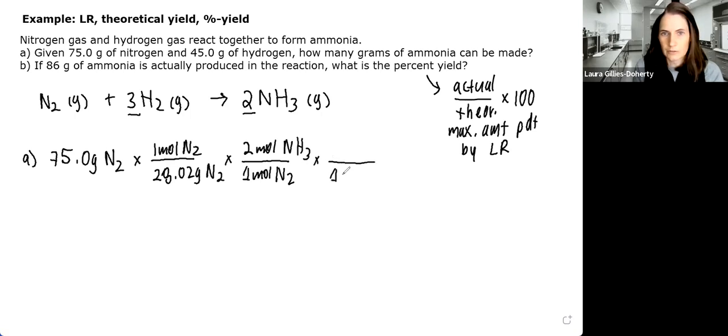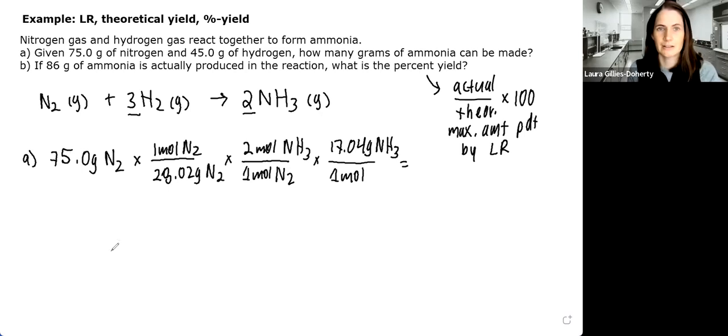And then 1 mole of ammonia, using its molar mass, weighs 17.04 grams. And that'll give us our mass of ammonia made if we react all of the nitrogen. We've got to do the same thing with our hydrogen, and whichever reactant makes the least amount of product, that's our limiting reactant, and the amount of product that it makes is the theoretical yield. So let's figure out our amount of product made from nitrogen.